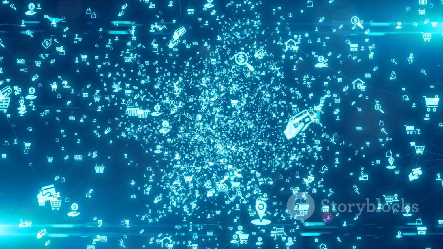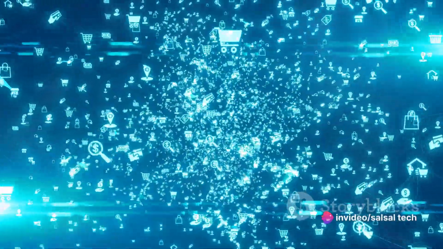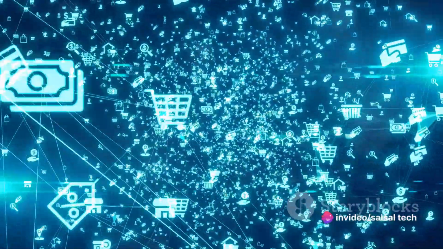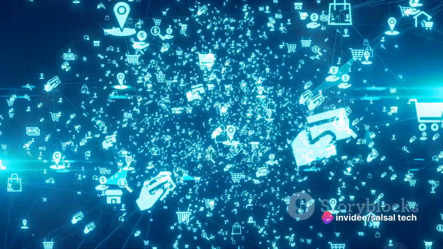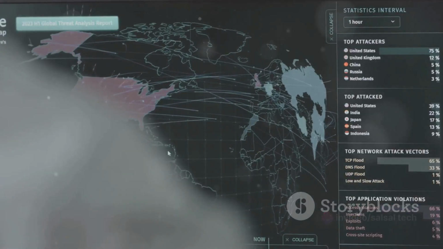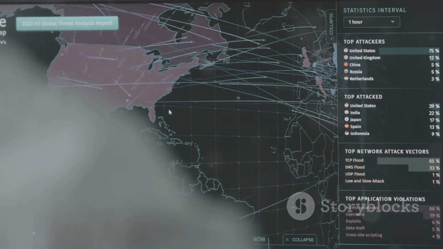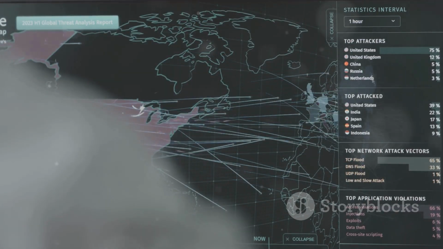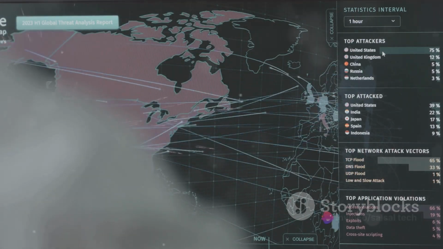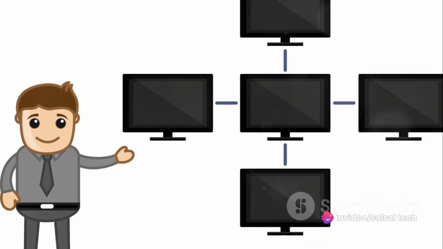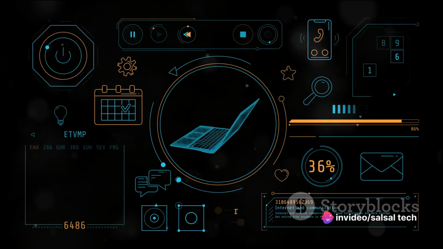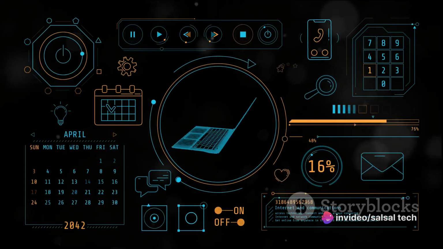But here's a twist. There are only so many unique IP addresses available. And with the explosion of internet-connected devices, from smartphones and laptops to smart home devices and beyond, we've quickly outpaced the number of available addresses. So, how do we connect all these devices without running out of unique identifiers?